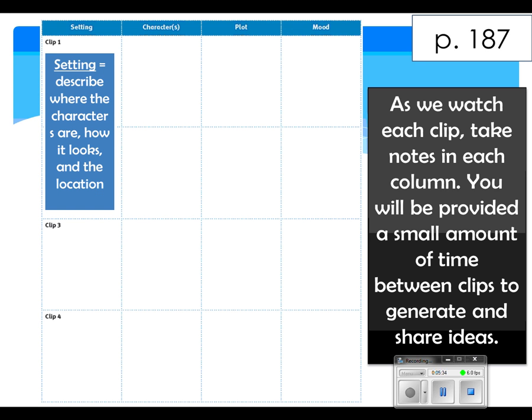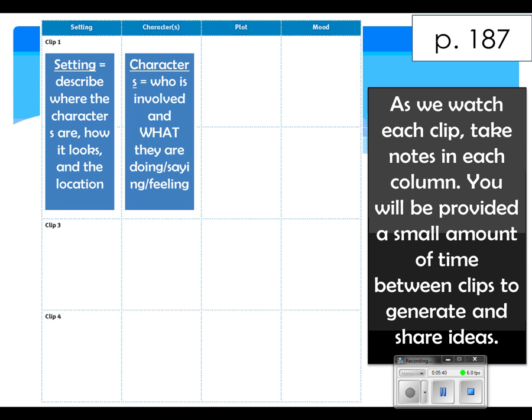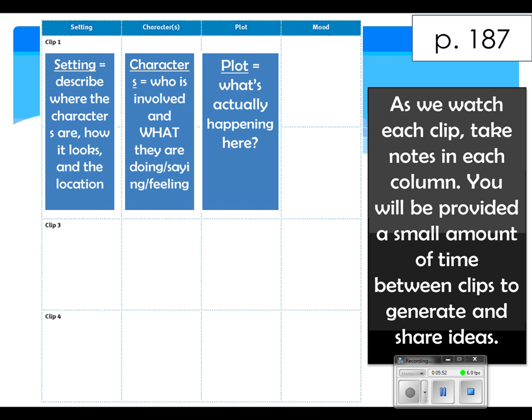So the setting, and you're going to describe where you believe the characters are, how does it look. You'll describe the characters. Don't worry so much about names. You could write down titles, like dad, son, mom. But you're also supposed to say what they're doing or saying or feeling. So it's not just names of characters, there's more involved there.